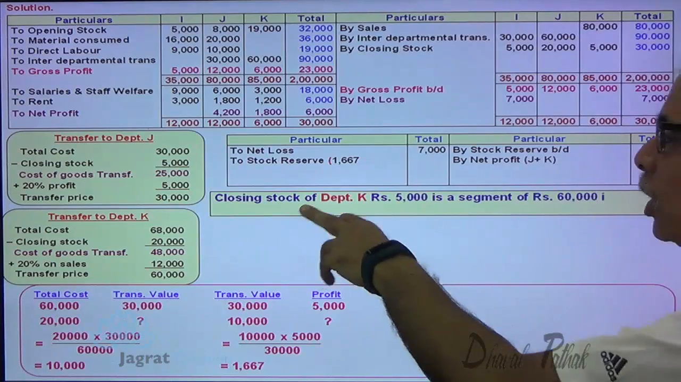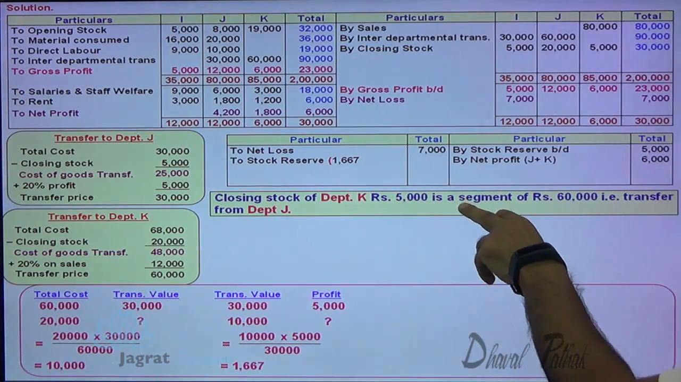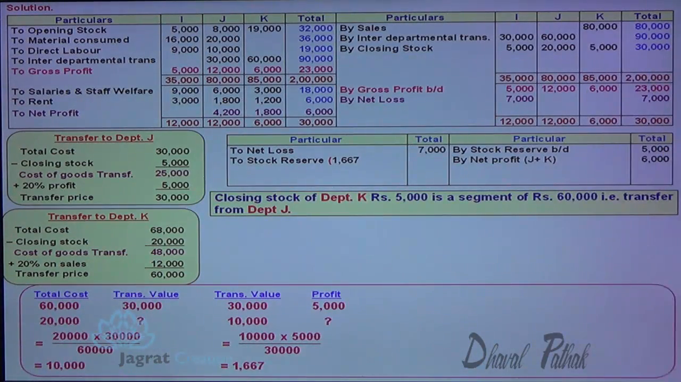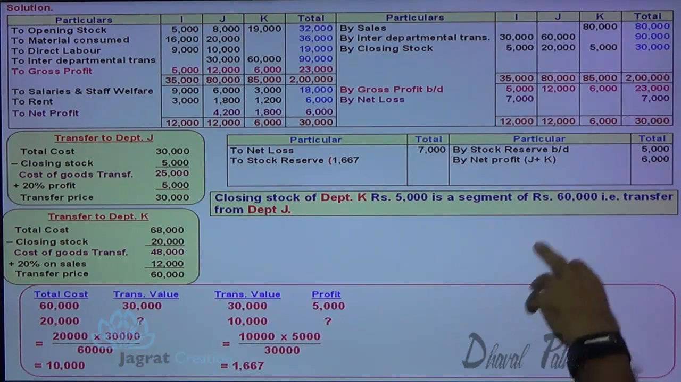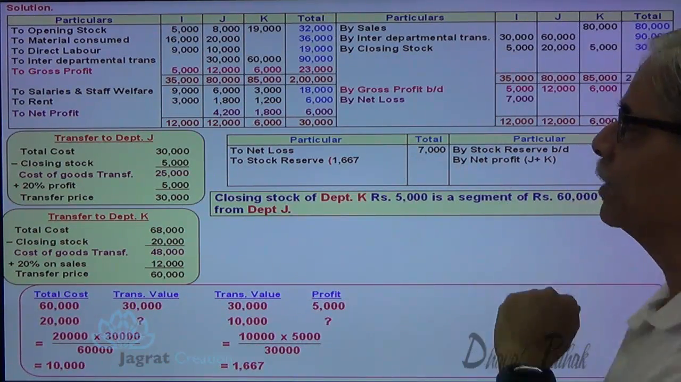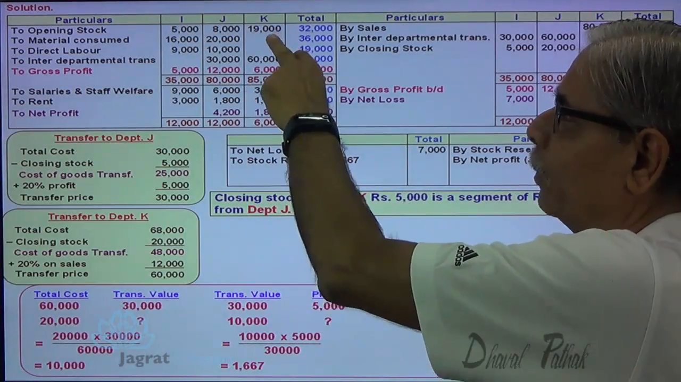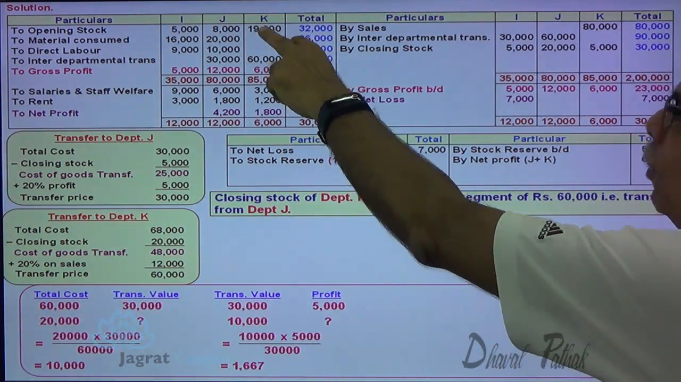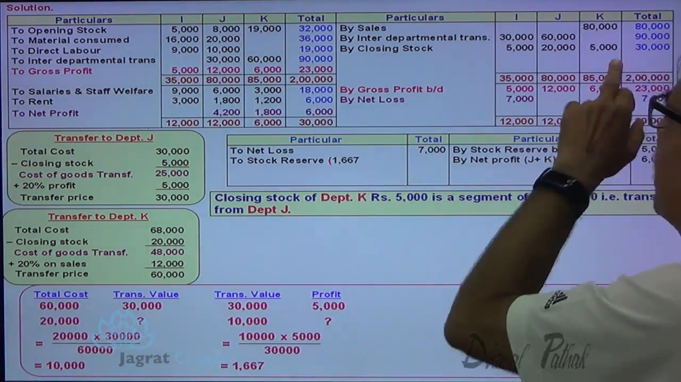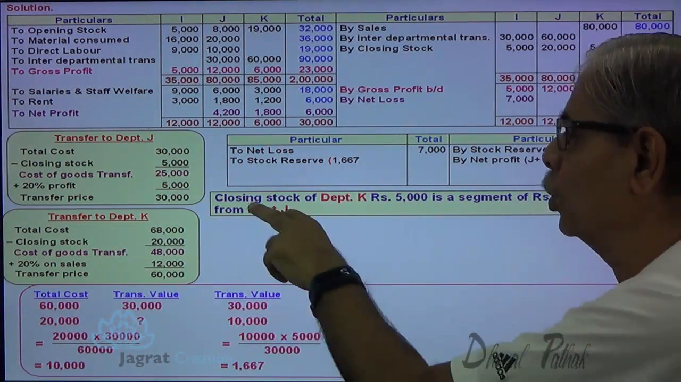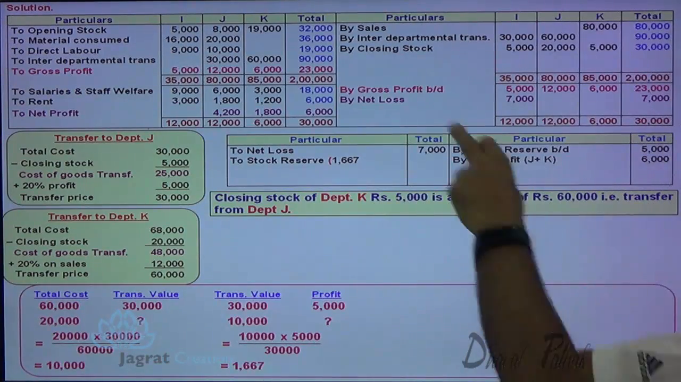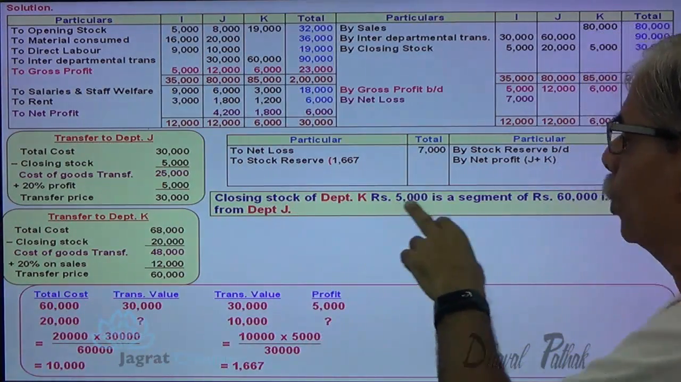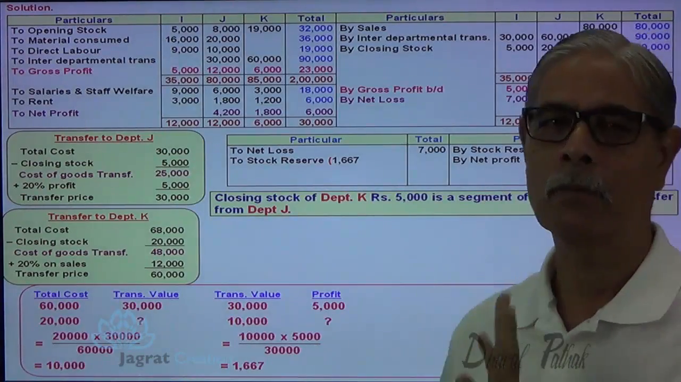Now, closing stock of department K, 5,000, is a segment of 60,000. That is transfer from J. So in K there is an opening stock of 90,000. Transfer 60,000. So the 60,000 opening stock is already sold. So out of this 60,000, 5,000 stock is left. There is no material consumed and direct labor in case of K. Remember it.